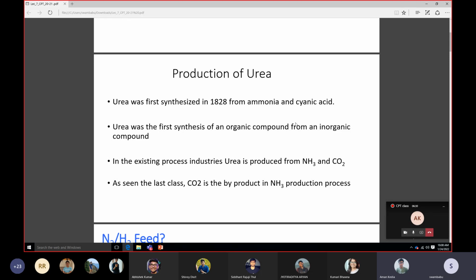Urea is an important fertilizer. I have shown you earlier, when I introduced fertilizers, that in India we produce predominantly urea, then diammonium phosphate, then some specialty fertilizers. So today we will talk about the production of urea, the first organic compound produced from an inorganic component.